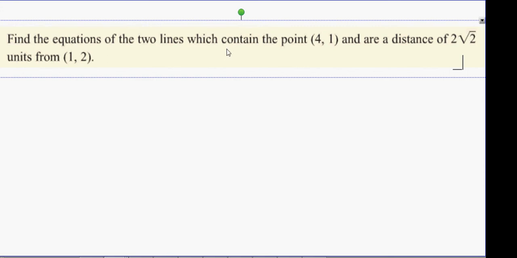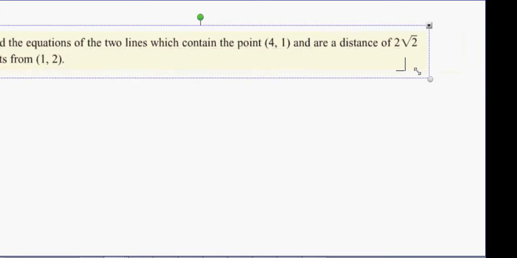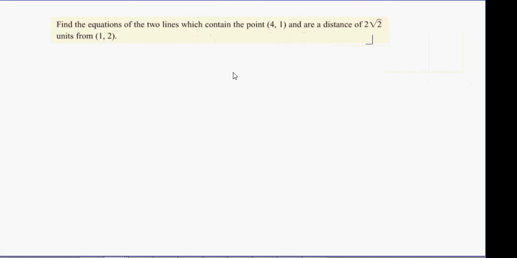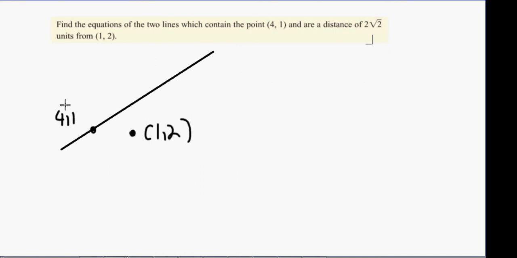Okay? Next one, which I consider the hardest question on the test, is this one here. You have a point called 1, 2. You have 2 lines that pass through the point 4, 1, and I put 4, 1 up here. These 2 lines cross in such a way that the perpendicular distance from both lines to the point 1, 2 is 2 root 2. That's the visual. Problem is, we don't know the slopes of these lines. We only know one point that's on the line.